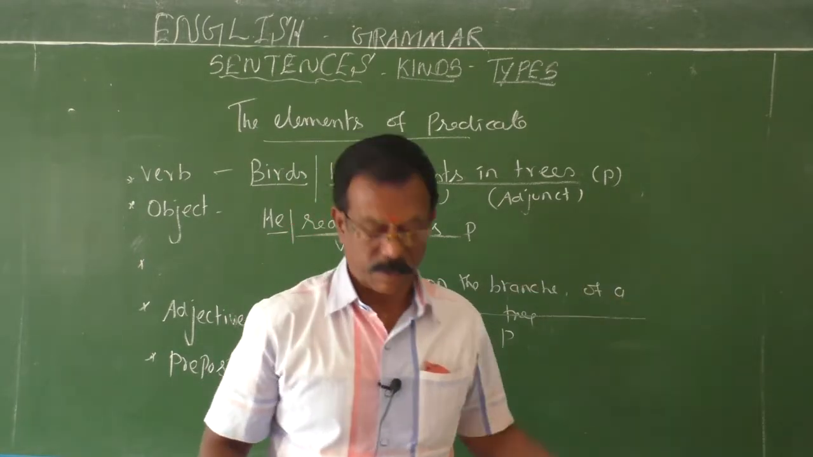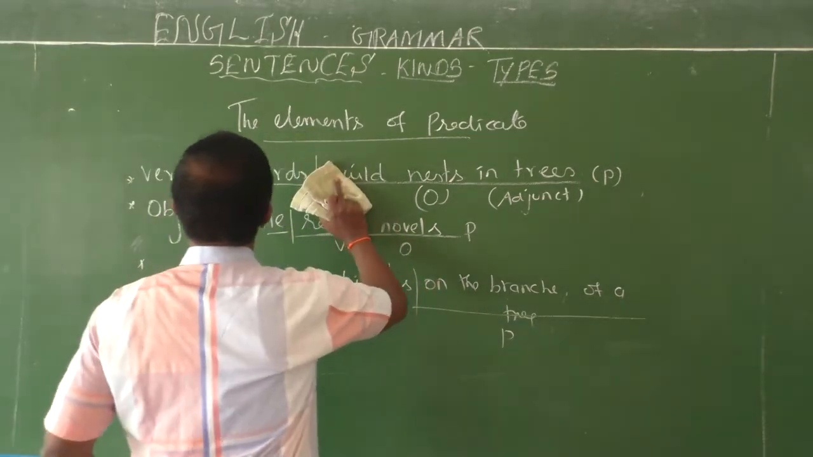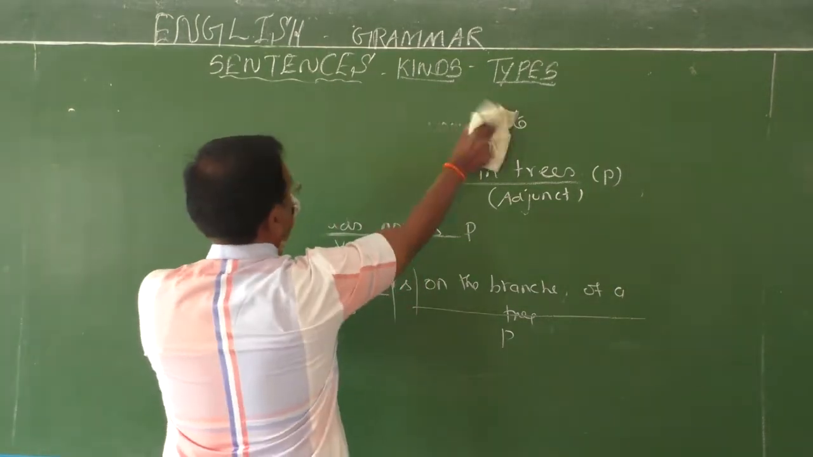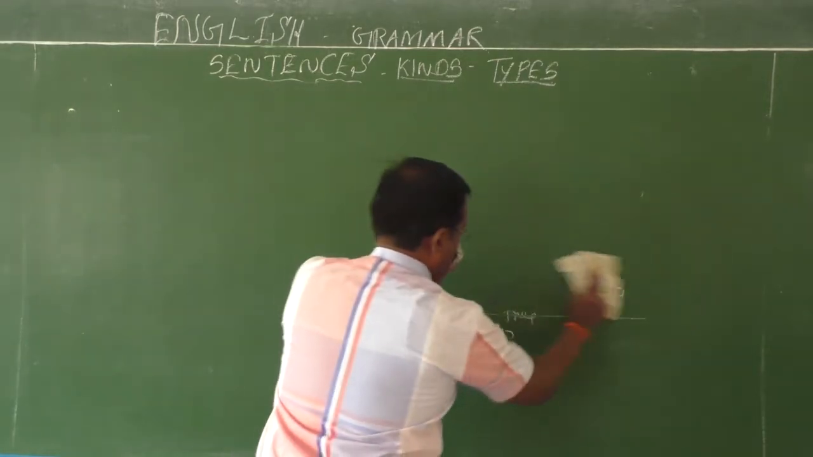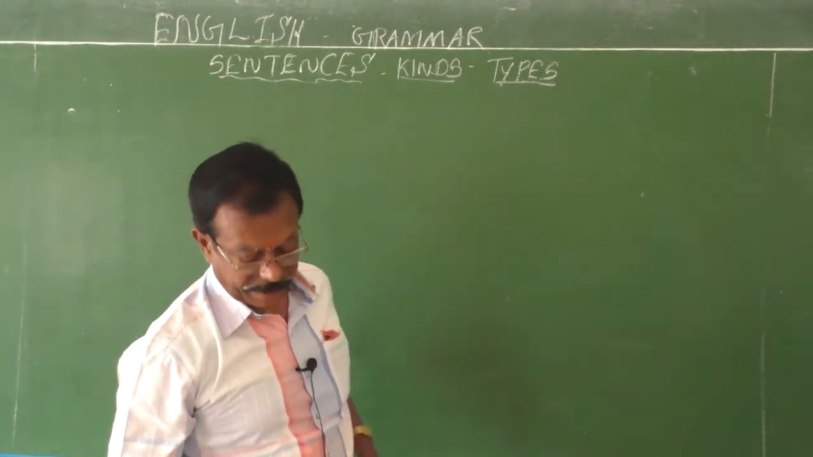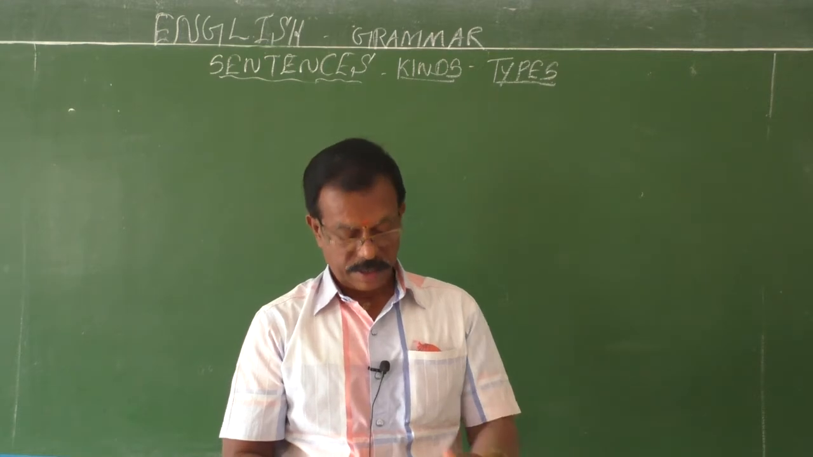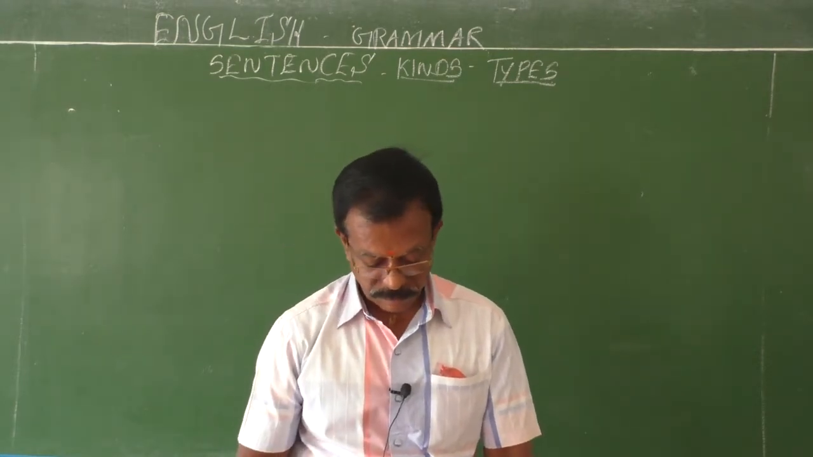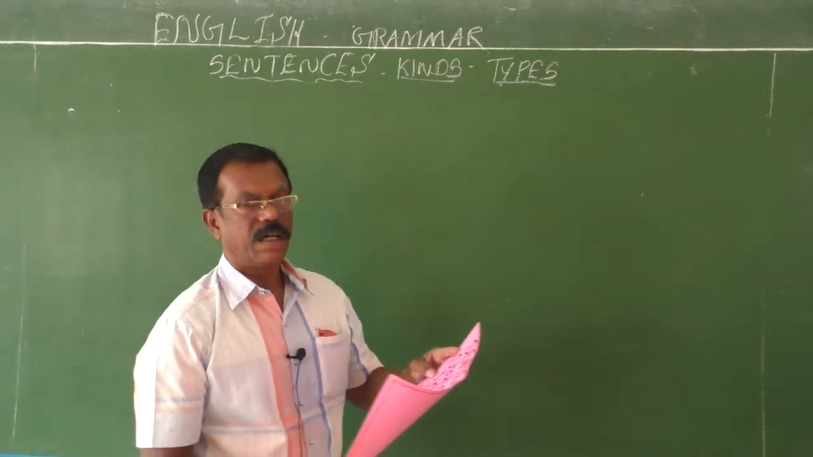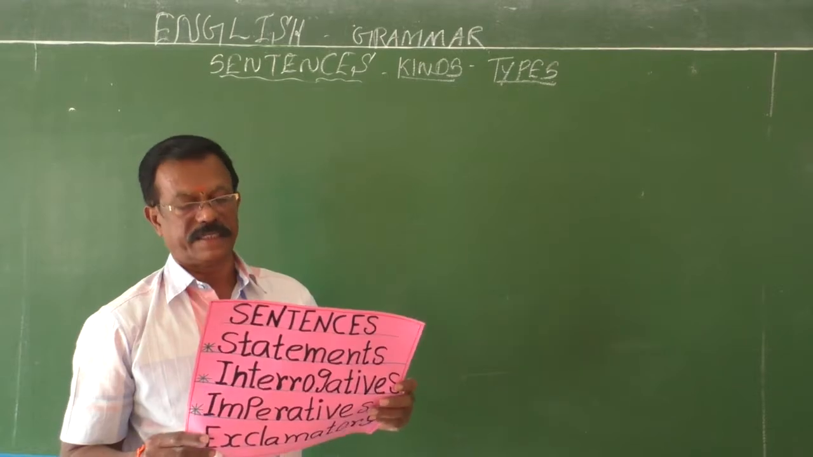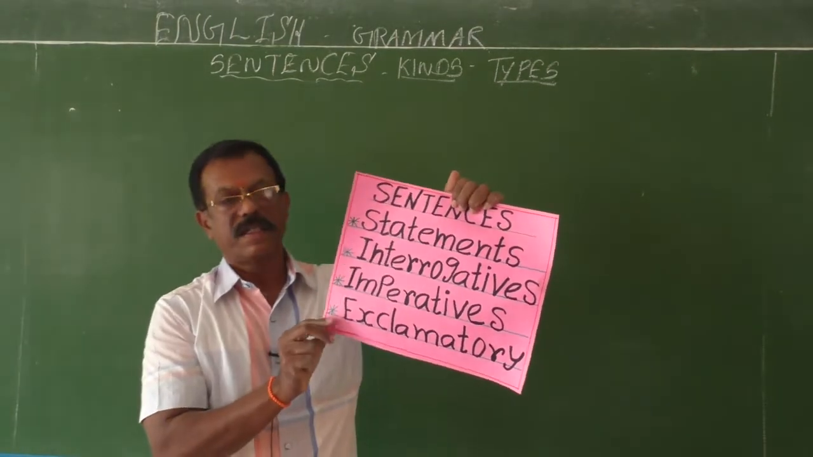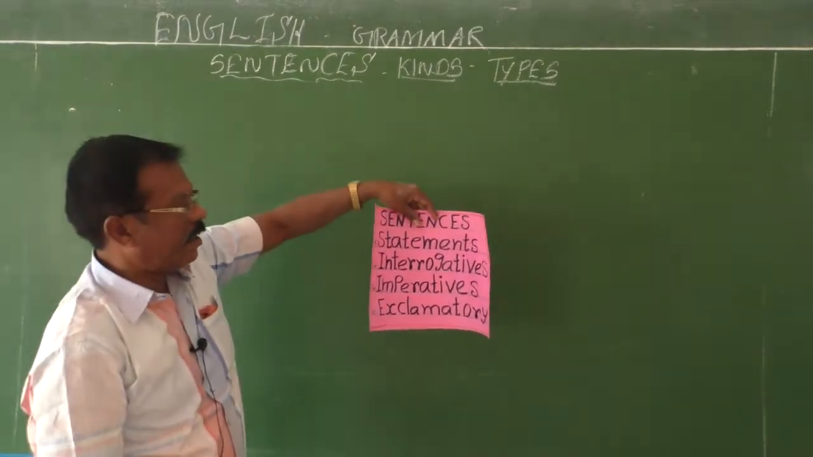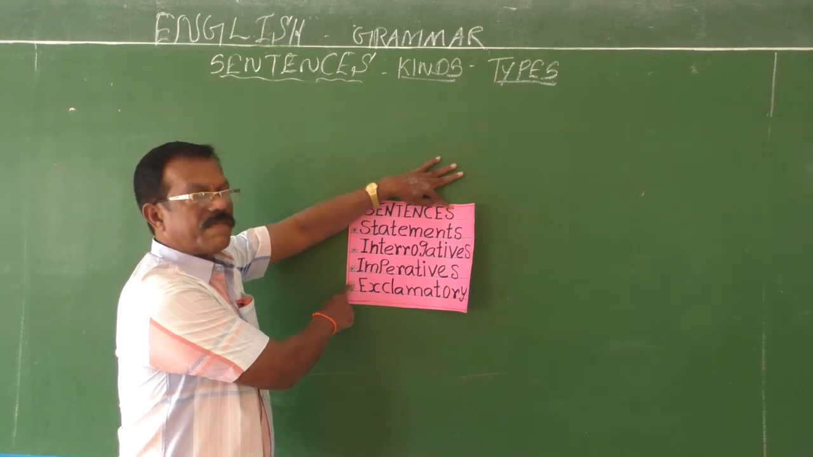What are those 4 types? I will explain one by one. Pay your good attention, children. See, here I will show you charts which consist of some basic elements. See, sentences are of 4. They are called kinds of sentences. See, sentences: statements, interrogatives, imperatives and exclamatory. So this is called a functional classification of sentences.